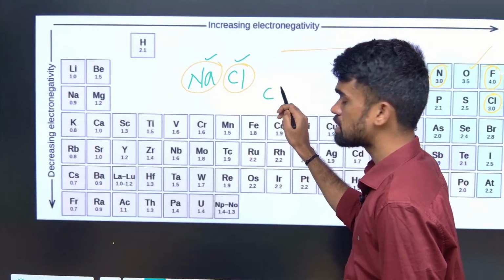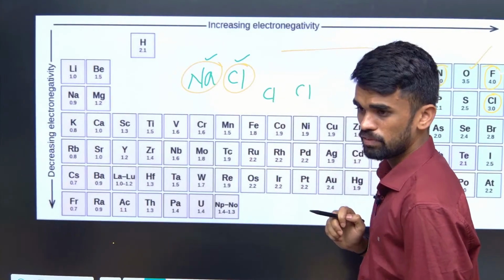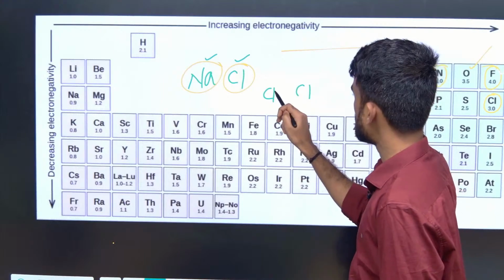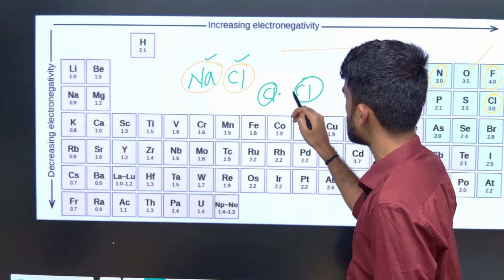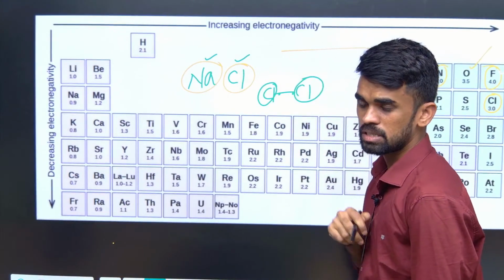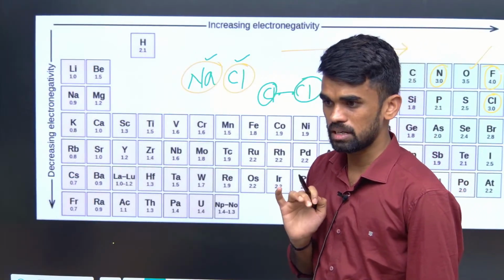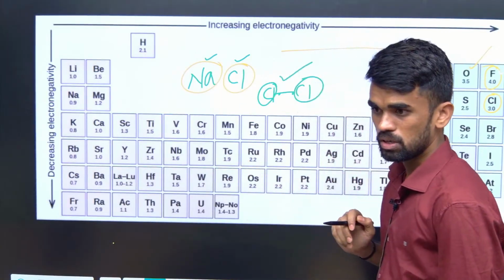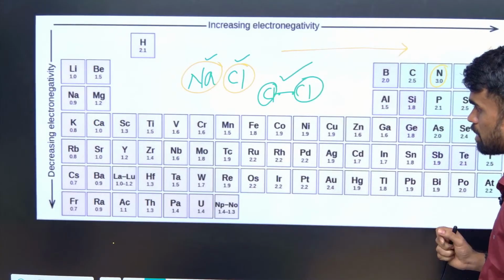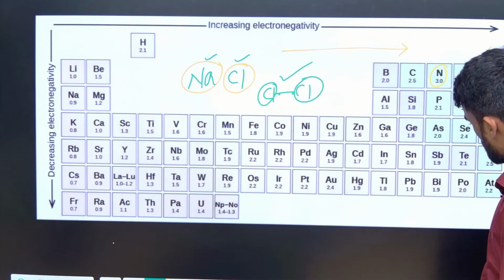Between two non-metals, let us say, it is covalent, because this chlorine requires 1 electron and that chlorine also requires 1 electron. The bond formed by sharing of electrons is what we call a covalent bond. We will also study chemical bonding today itself, okay.